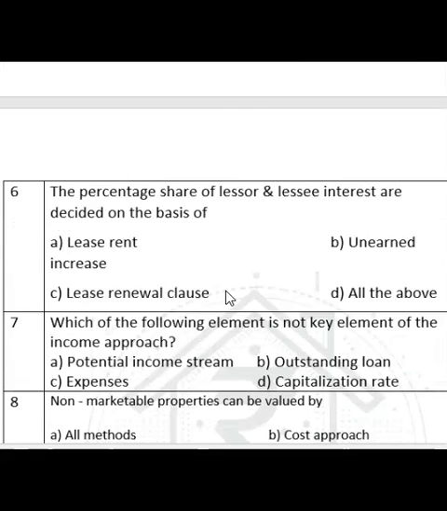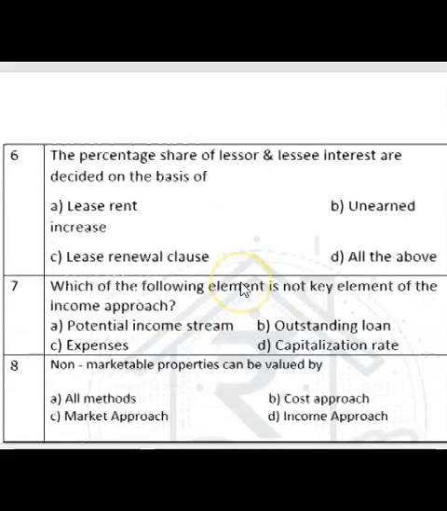Next question. The percentage share of lessor and lessee interest is decided on the basis of what? Lease rent increase? No. If lease rent increases, only the lessor's interest increases. Unearned? No, it is silent about the land. Lease renewal clause? Yes. The valuer will know the percentage share from the lease renewal clause. All of the above? No, because A and B are not correct. So C, lease renewal clause, is the correct answer.